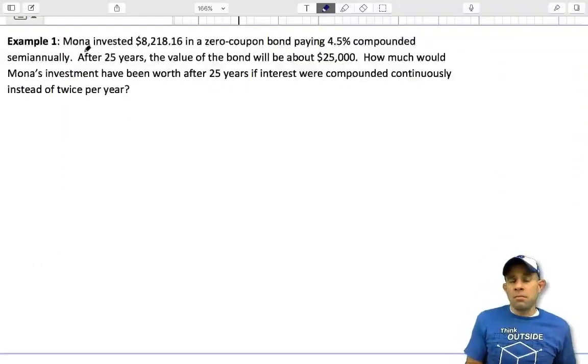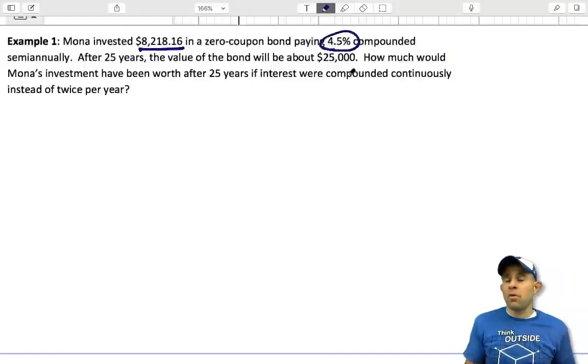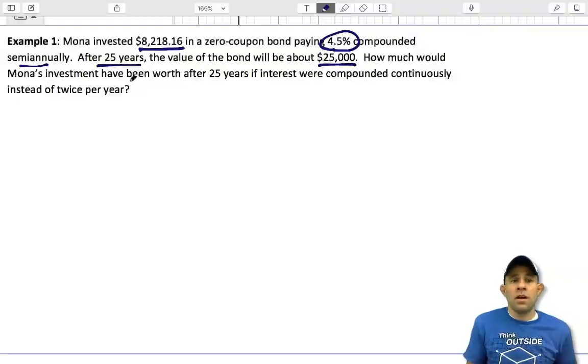We see that Mana invests $8,218.16 in a zero coupon bond paying 4.5% compounded semi-annually. After 25 years, the value of the bond will be about $25,000. Not bad, Mana. How much would Mana's investment have been worth after 25 years if it were compounded continuously?